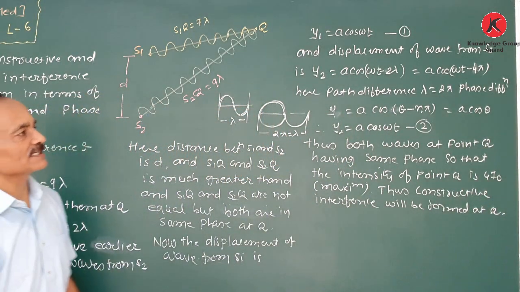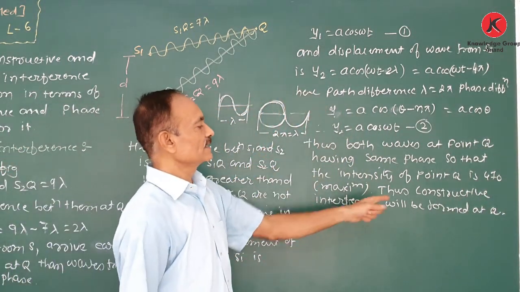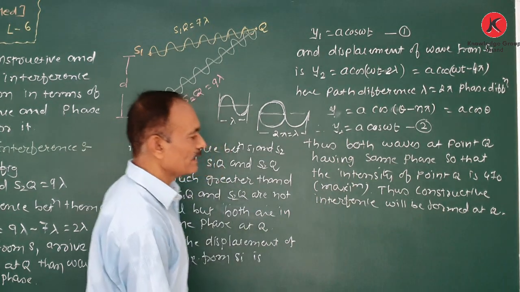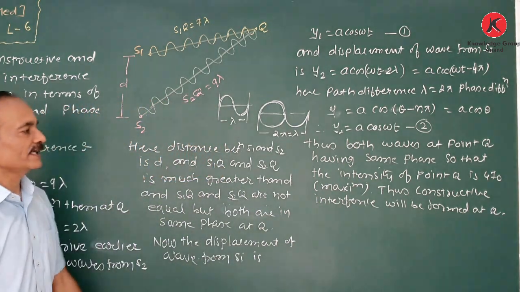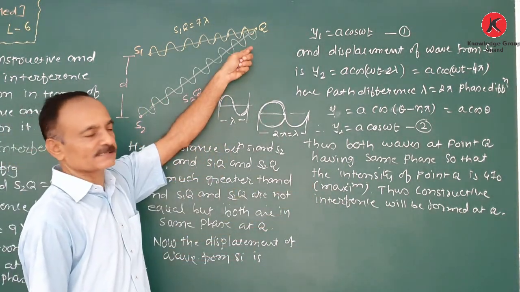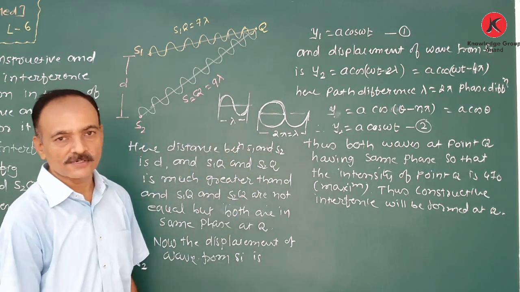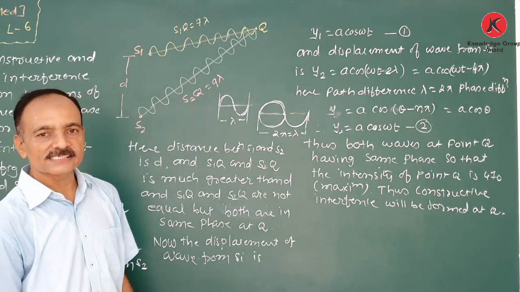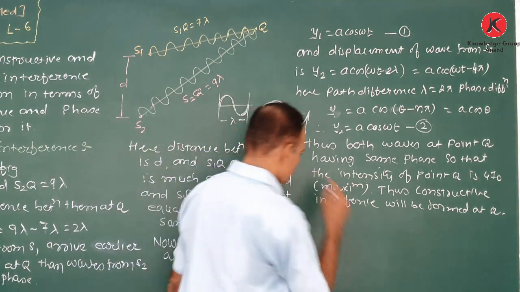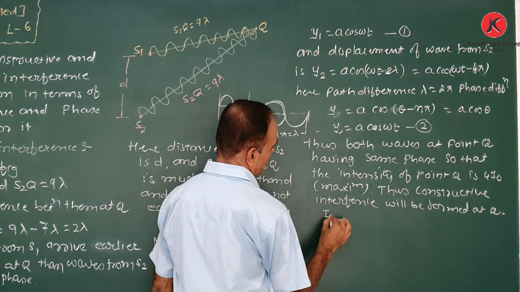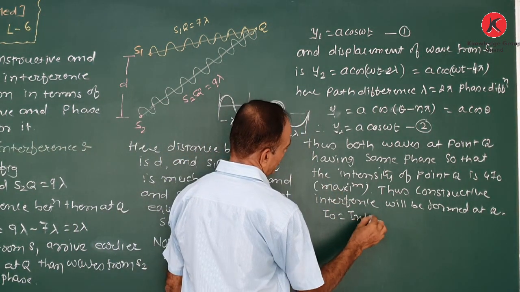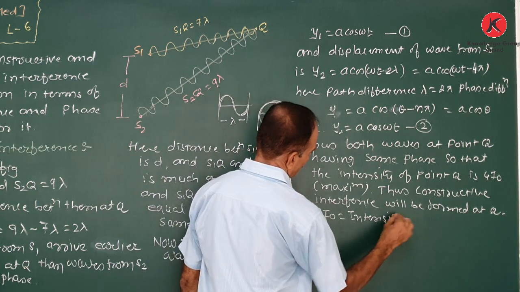Because the path difference is in order of 2 lambda, constructive interference takes place at point Q, and here the intensity at point Q is maximum, 4I0. Here I0 is the intensity of each wave.